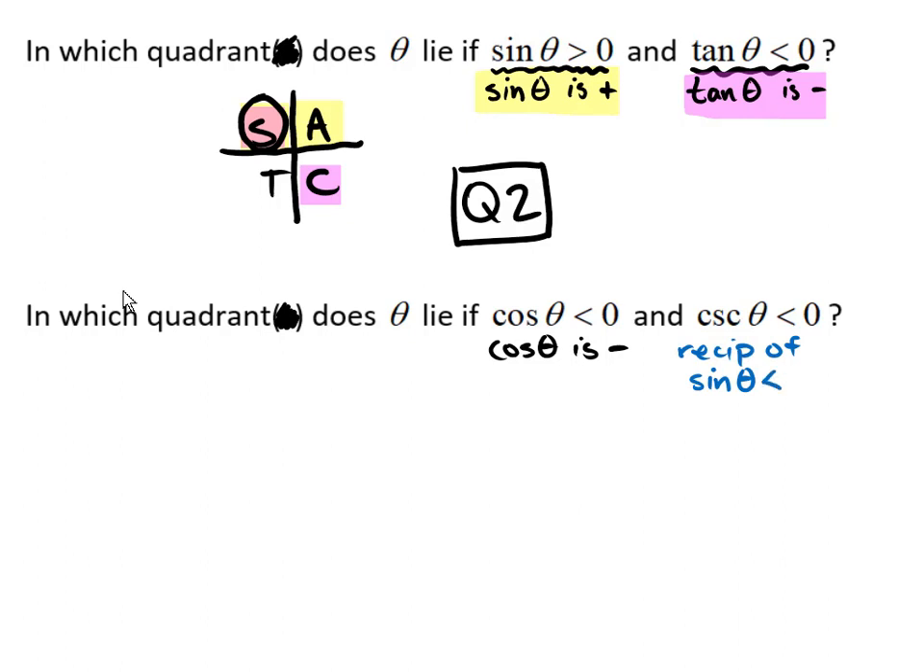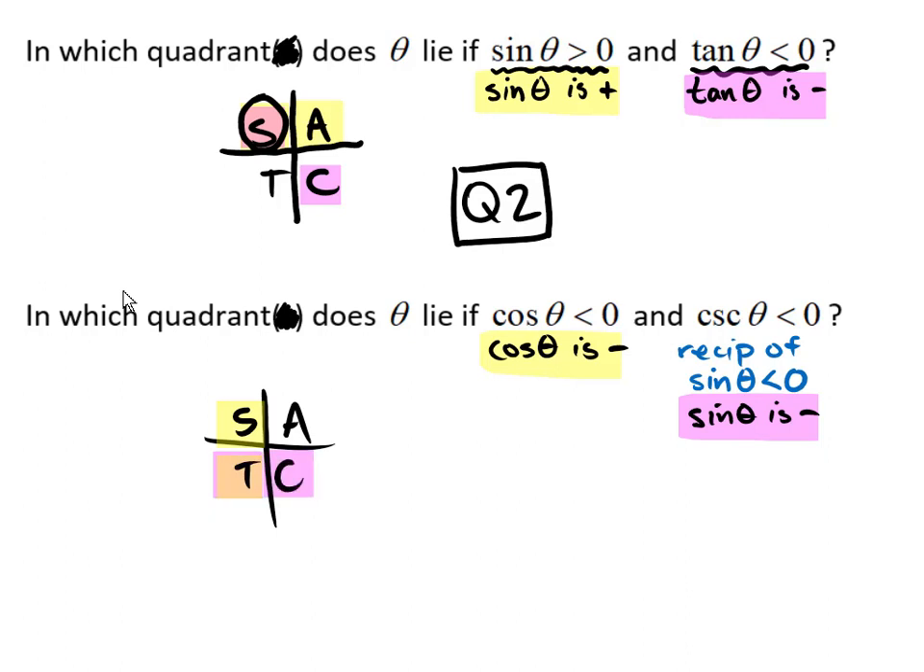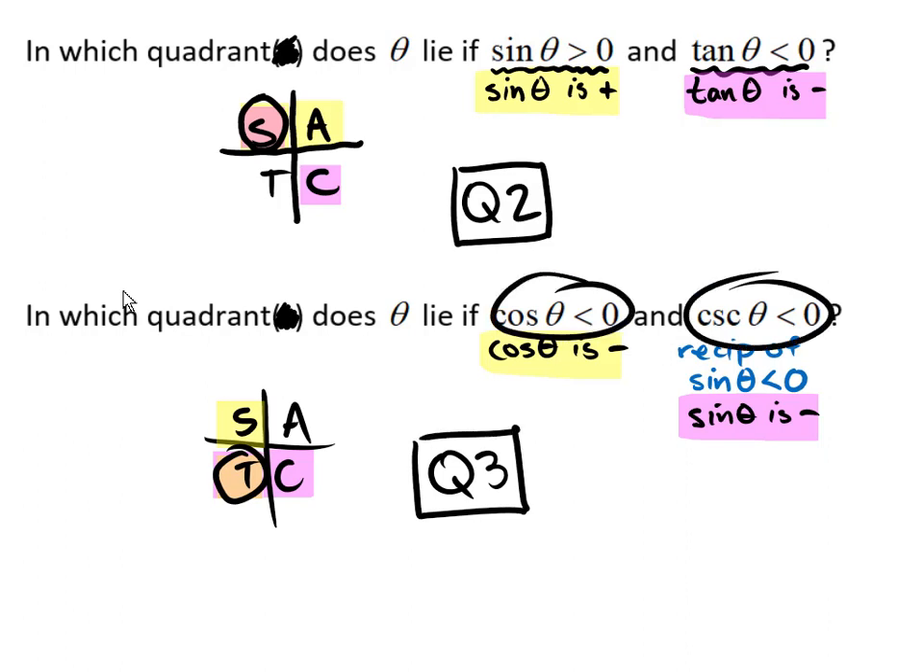So it's really telling me that sine of theta, its reciprocal, would also be less than 0, or sine of theta is negative. So we're looking for our quadrant where cosine is negative and sine is negative. Where is cosine negative? In the left 2 quadrants. Where is sine negative? Our y coordinate ends up being in the bottom 2 quadrants. So where is the one place where both of those things are true? Where are cosine and sine negative? In quadrant 3.